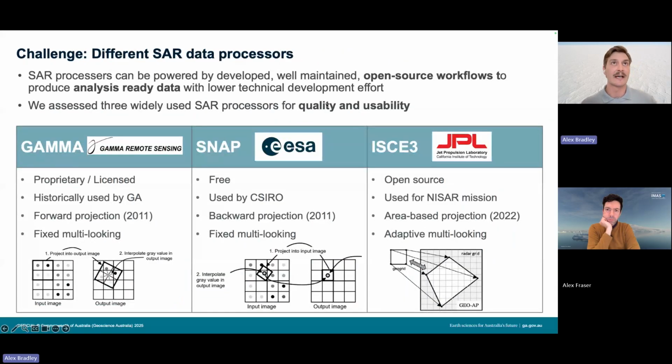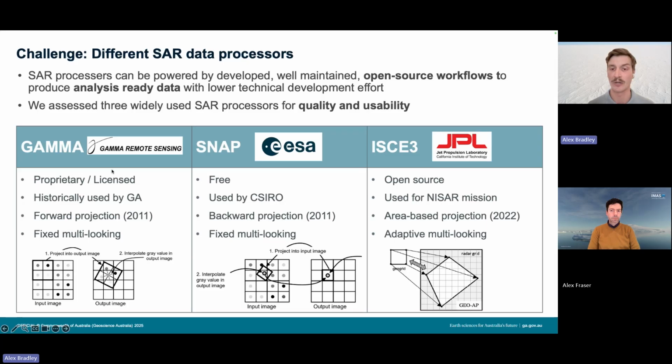As I mentioned earlier, one of the big challenges for us was that there's too many options, there's a lot of workflows. So we really wanted to understand which was going to be the best or most fit for purpose and what the impact of our decisions were. The three main processes that get used are Gamma, SNAP, which is from the ESA, and ICE3, which is a new release of the software from JPL.